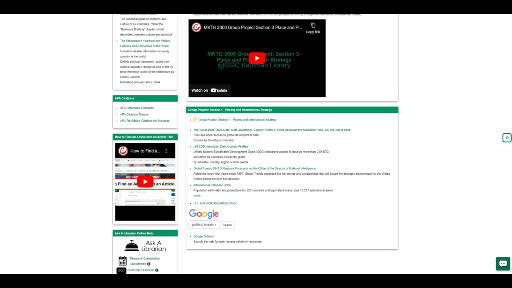We've already gone over country profiles and other resources in Section 3, and there is information on GDP, political environment, country profiles, and other things like that. But I want to show you some more places where you can go get some information. One of them is the World Bank Open Data section. There's data, the data bank, country profile, and world development indicators. Those are all available to you on this site. This is free and open access to global development data, and you can browse by country or by indicator.